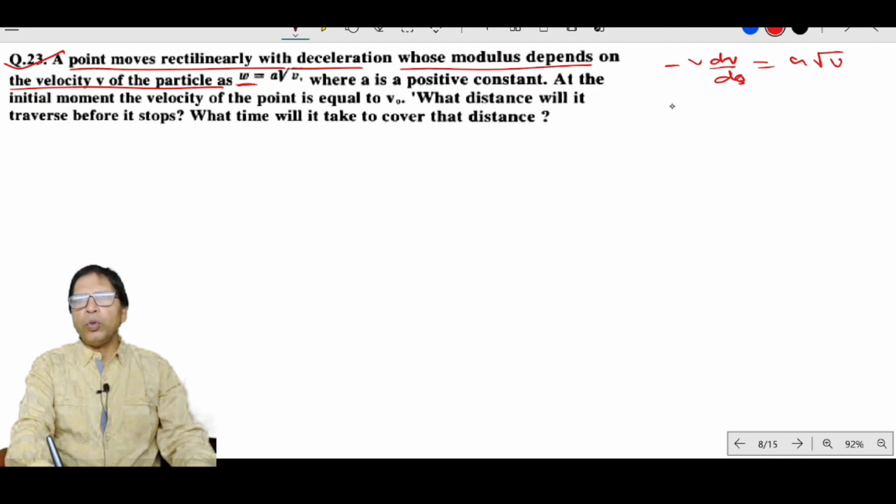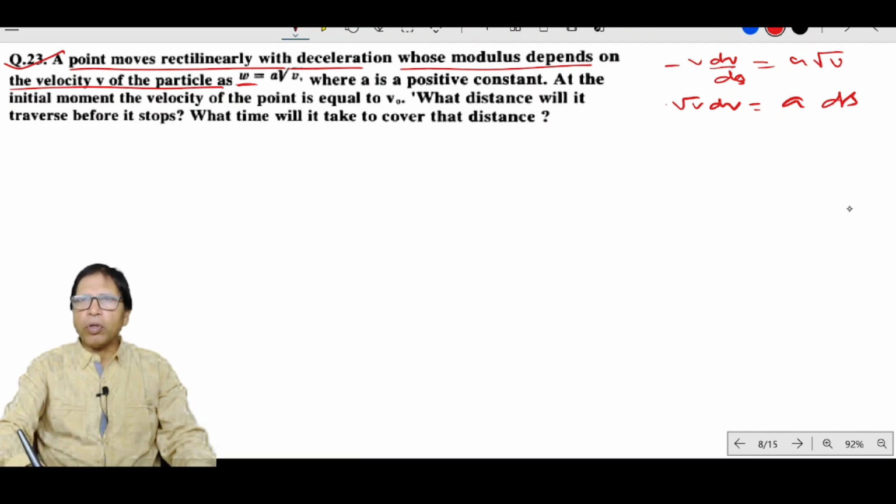Okay. Therefore, look at this, root over v dv equals a into ds. Now we have to calculate the distance traveled by the particle when velocity is 0. So look at this, integrating here, v to the power half dv equals a into ds.